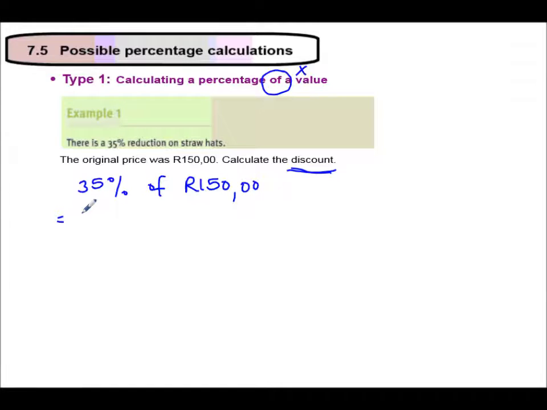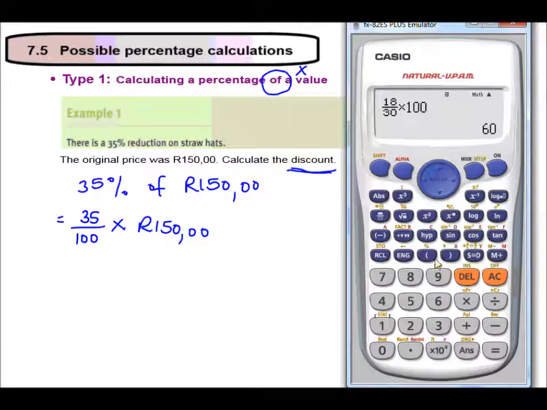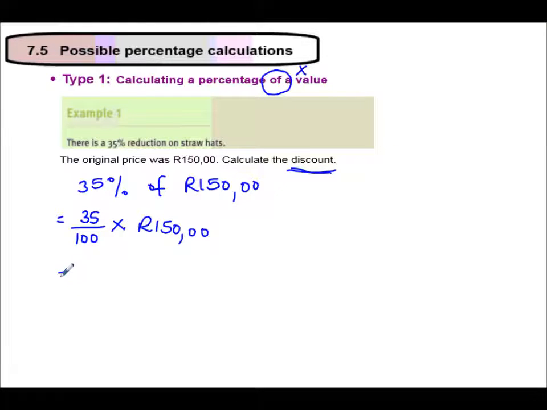35%, remember percentage means out of 100, so 35 out of 100 of means multiply 150 Rand. We go back to our calculator. 35%, 35 out of 100 multiplied by 150 equals 52 Rand 50. So this would equal 52 Rand 50. Remember to check your question.